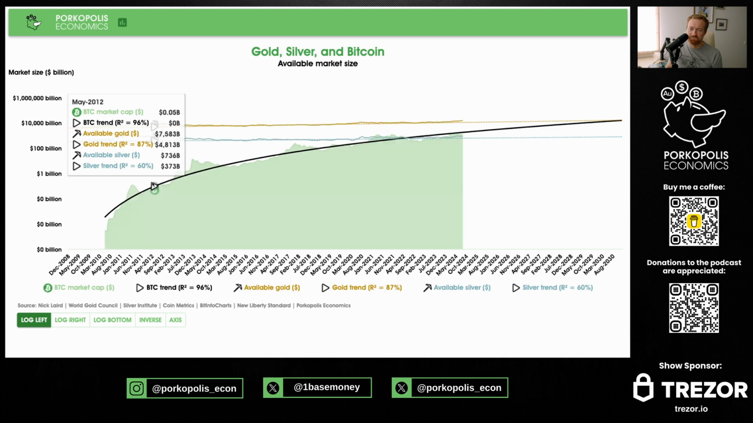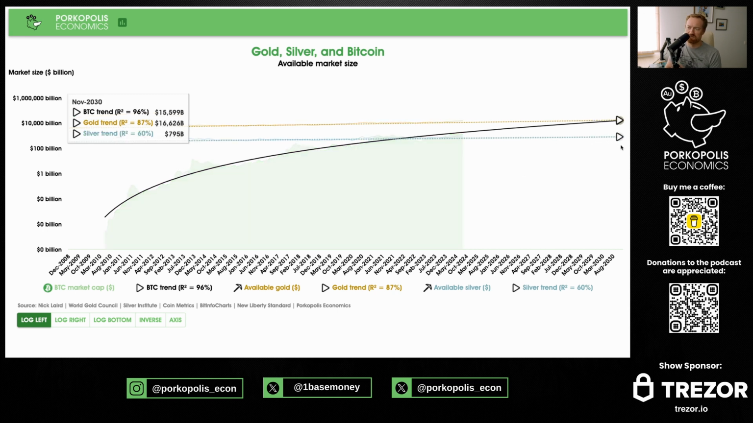And here we can see, this is a supply side analysis of historical base money, that is gold and silver, and very possible future base money in the world. That is Bitcoin. These are the trend lines: exponential for gold and silver, power for Bitcoin.